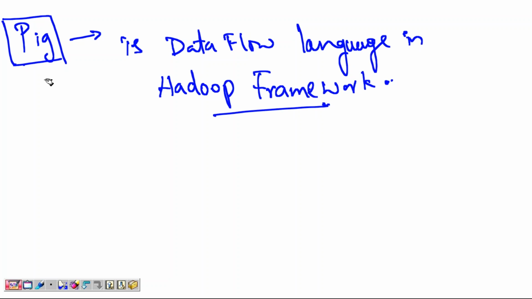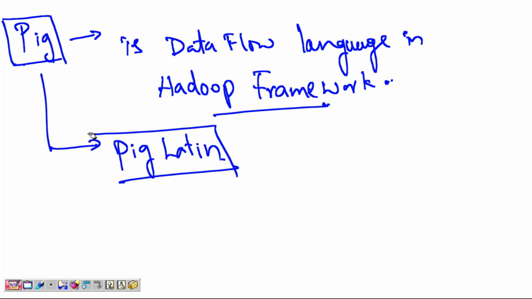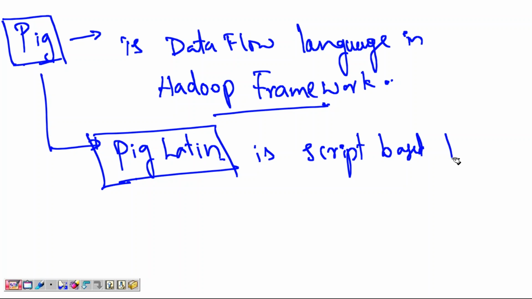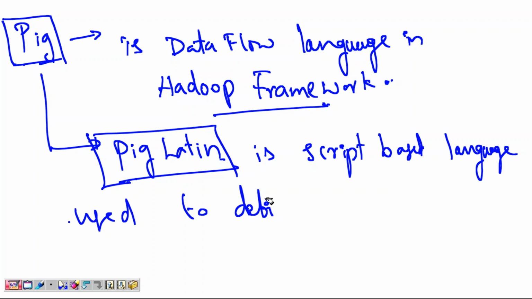So here again is a language. The scripting language name is Pig Latin. You can say Pig is the software name, and within that the language component is Pig Latin. It's a script based language used to define data flows.